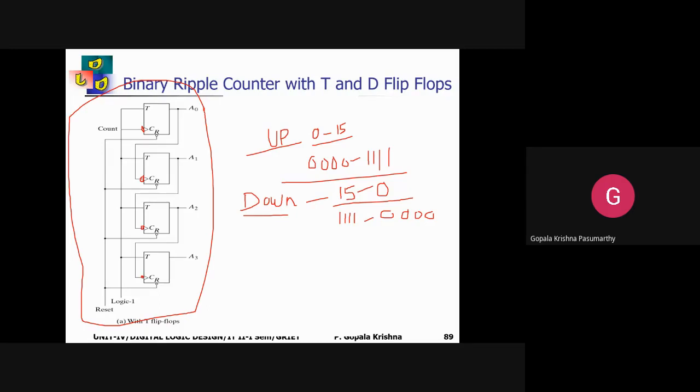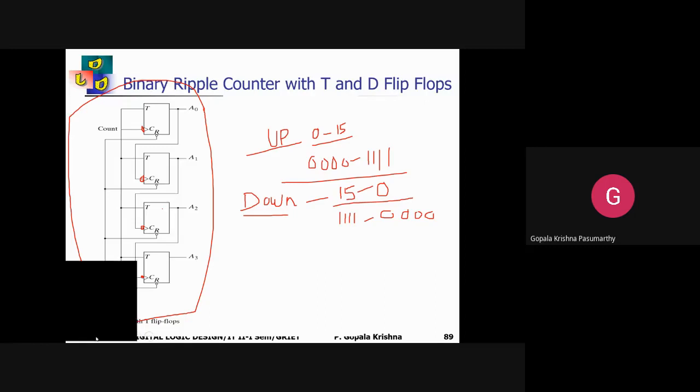See, if there is no bubble here, then on every clock pass, every flip flop will be complemented when the previous flip flop is 1. In the earlier example, if A0 is 0, A1 gets complemented. If A1 is 0, A2 gets complemented. If A2 is 0, A3 gets complemented. Now the other way around, the down counter.